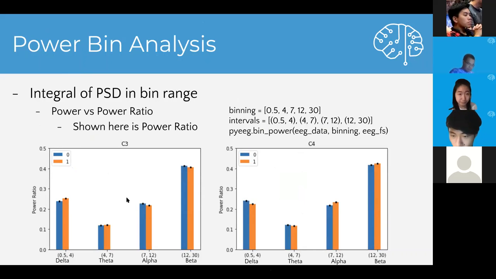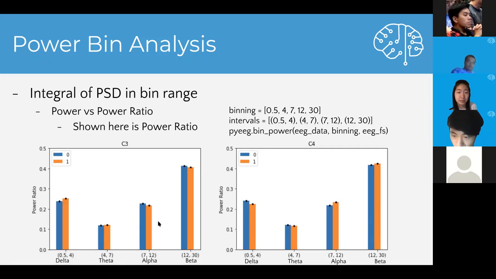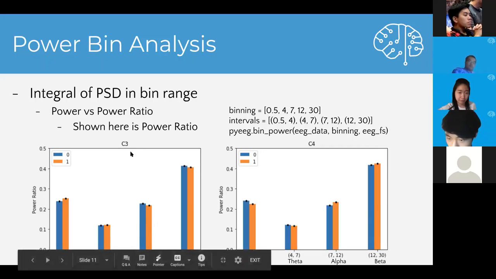And this is easily done with the PyEEG bin power method, where if you give it the frequency bands of your interest, it will filter it down to that and give you the power and also the power ratio for those frequency bands. This is what we see down here. So I've broken this down by channel, but you can also analyze it so that you can see channels side by side in these graphs. But this one here is the C3 channel.